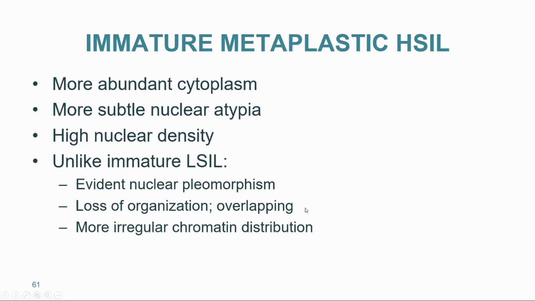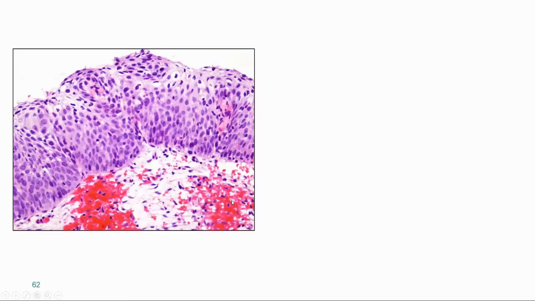High-grade lesions that highly resemble immature squamous metaplasia are deceiving, as you can imagine, because they tend to have more abundant cytoplasm and more subtle nuclear atypia. However, they're going to retain that immature look, and they're going to have higher nuclear density. And unlike immature low-grade squamous intraepithelial lesions, they will have more evident nuclear pleomorphism with loss of organization, marked nuclear overlapping, importantly, in the lower epithelial layers. And that's, again, a primary morphological diagnosis.